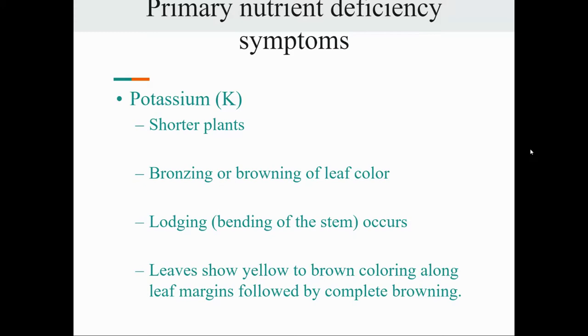Potassium deficiency. Shorter plants, bronzing or browning of leaf color, lodging or the bending of stems occur. Leaves show yellow to brown coloring along leaf margins, followed by complete browning.